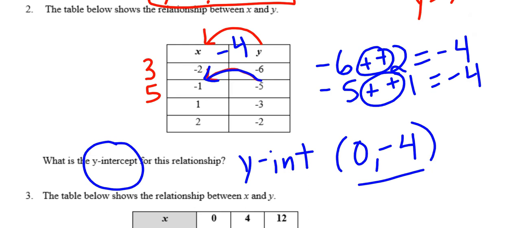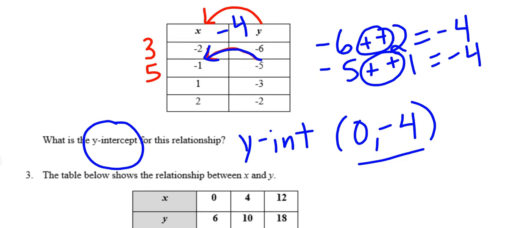And again, if it's proportional, you're looking for the number that you're multiplying, and if it's additive, you're looking at the number that you're adding. And if it's subtracting, you're just adding a negative.